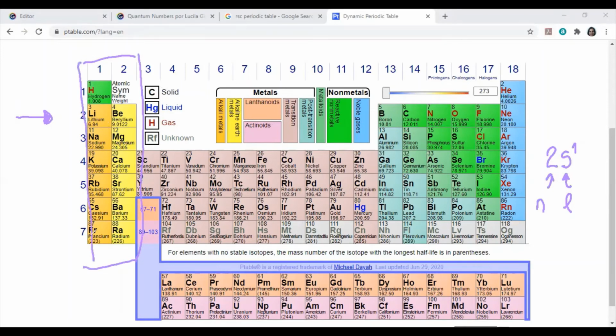This would be S. This here would be P. This in the middle would be equivalent to D. And here we've got F. This matches with the number of electrons that we could hold in each type of orbital. In S, we can hold up to 2. In P, we can hold up to 6. In D, we can hold up to 10: 1, 2, 3, 4, 5, 6, 7, 8, 9, 10. And in F, we can hold up to 14: 1, 2, 3, 4, 5, 6, 7, 8, 9, 10, 11, 12, 13, 14, 15.